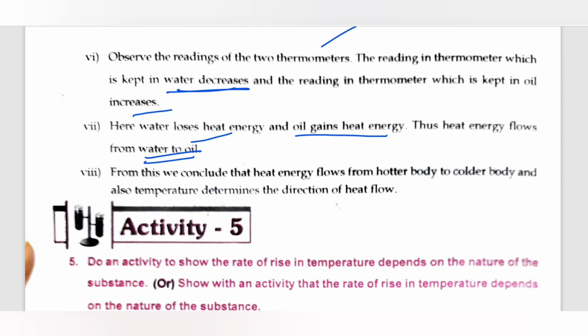From this we can conclude that heat energy flows from hotter body to colder body, and also that temperature determines the direction of heat flow. So this is the activity.